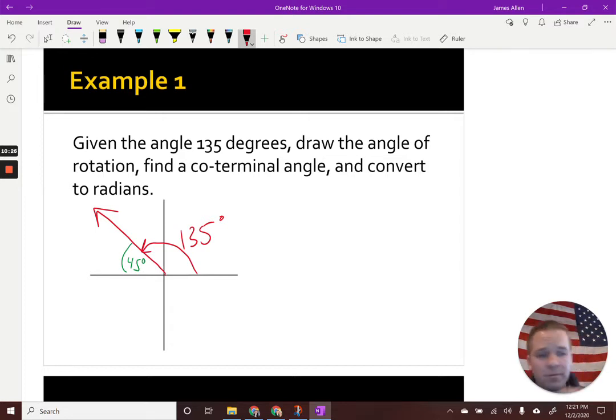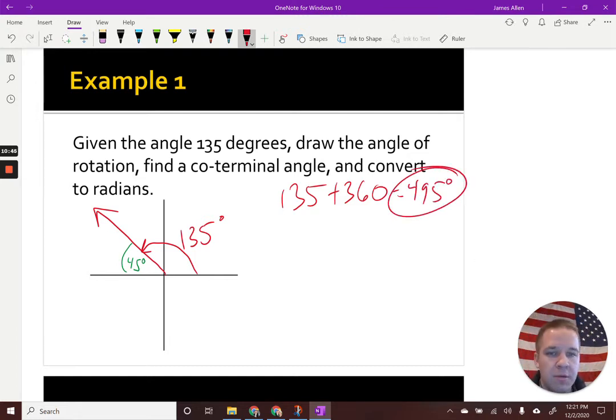Let's find a coterminal angle. Since we're in degrees, I can add or subtract 360. I'll go ahead and add 360. So 135 plus 360, what's that going to give me? That's going to give me 495.